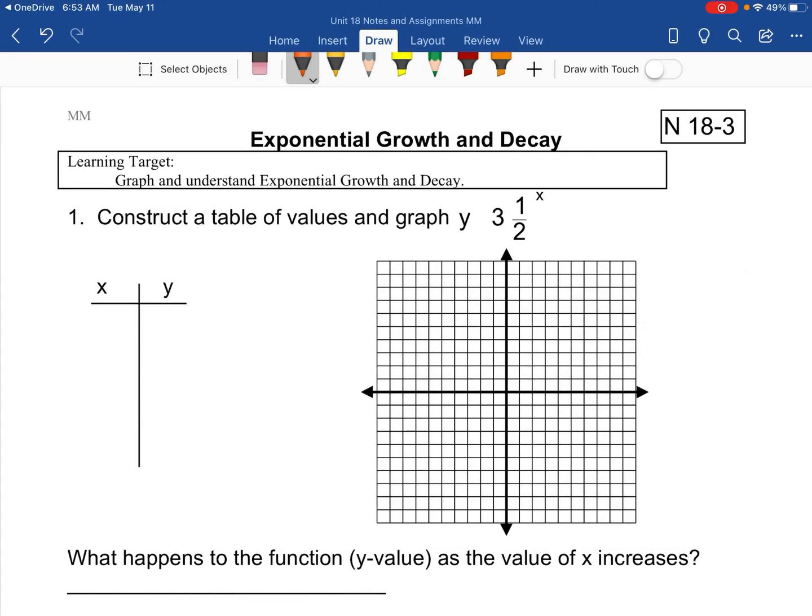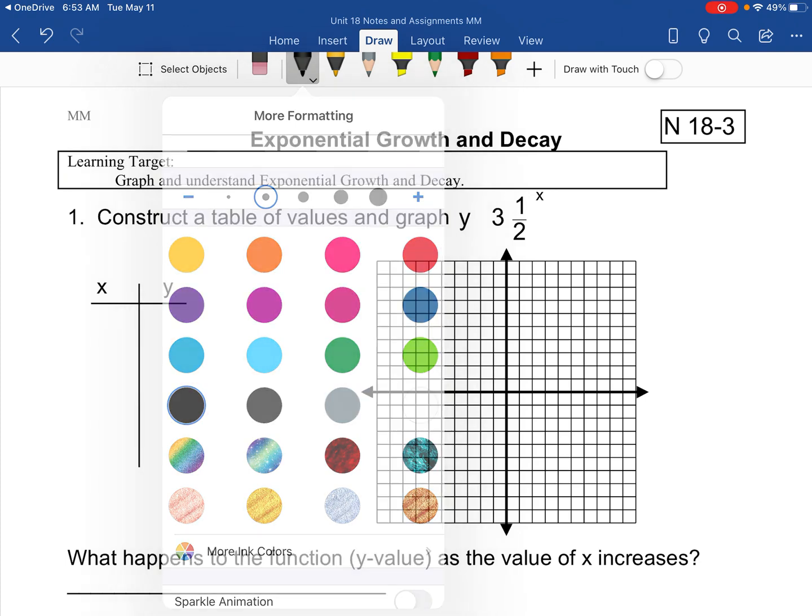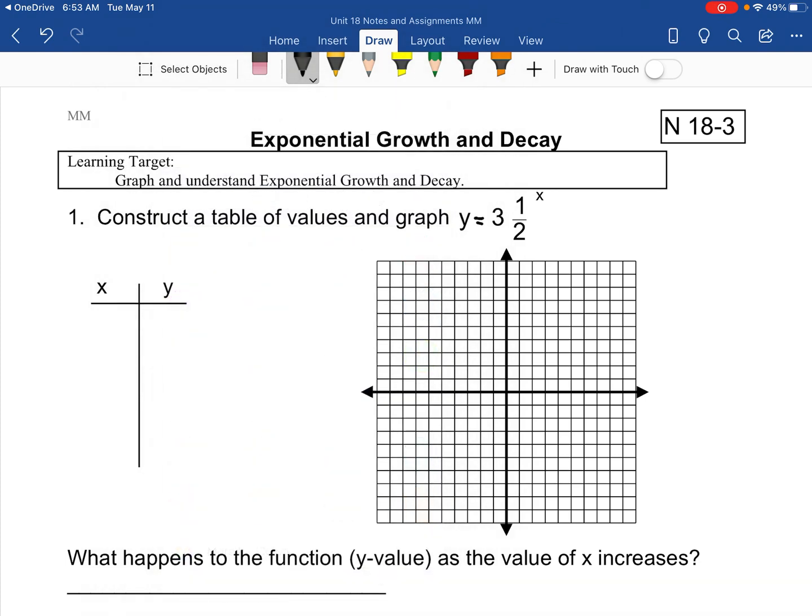Hey guys, today we're going to look at 18.3 notes. We're going to talk about exponential growth and decay. Okay, so first let's look at a couple of graphs. Again, notation's a little off on my document. Hopefully it's good on yours.